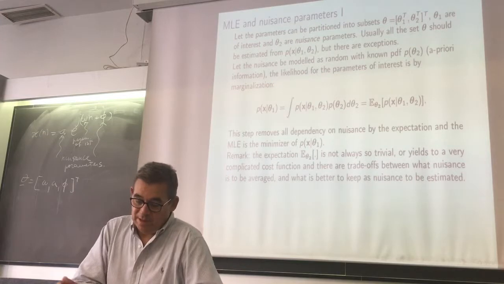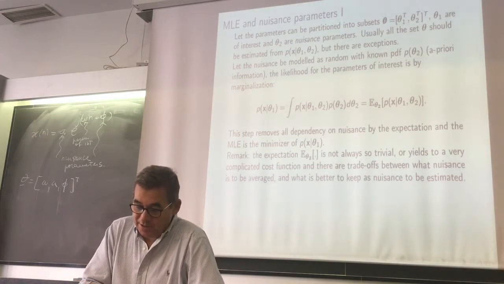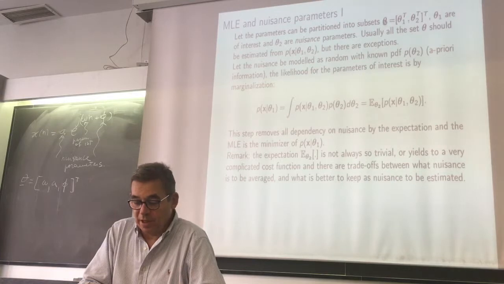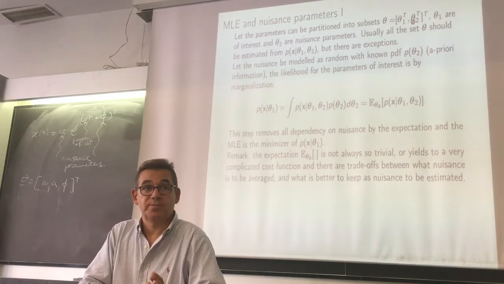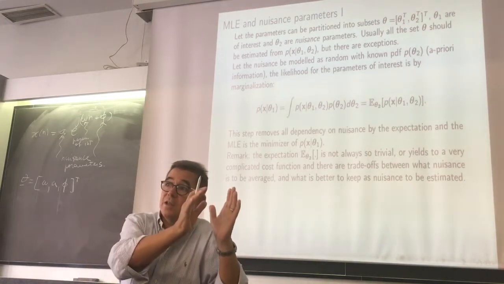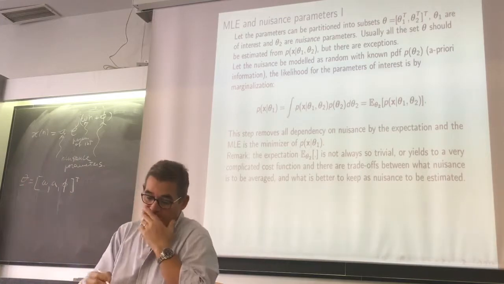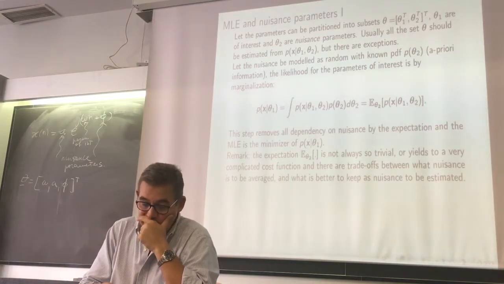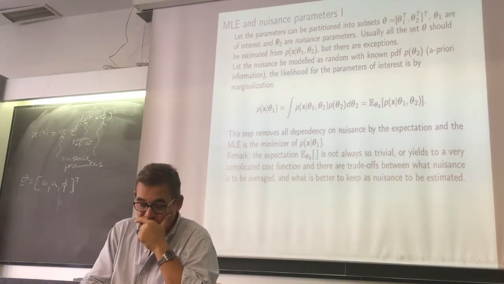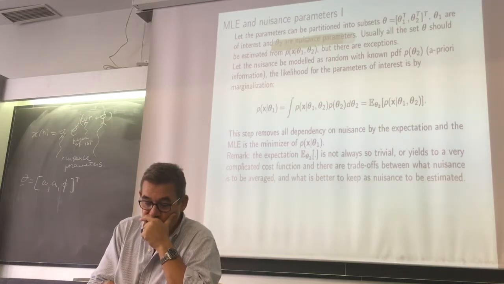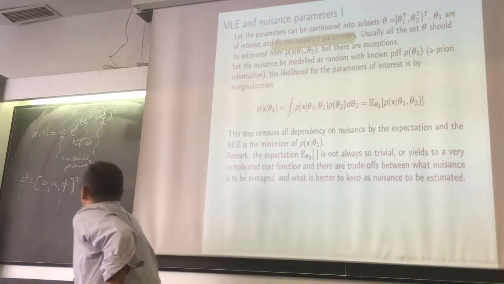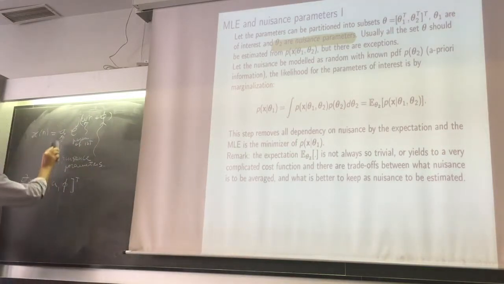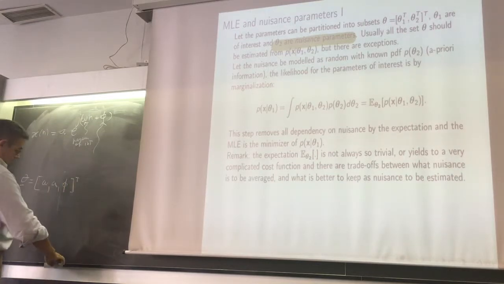Now, what does it mean? Assume that, like in this case, this is the most abstract way. I have a set of parameters. So theta 1 are of interest and theta 2 are nuisance. So I group the parameters into those that are of interest and those that are nuisance. Now, let's assume that I know something about the nuisance parameter. For instance, I know the distribution of the nuisance parameter. Now, let's go here. Let's make it this way. The nuisance parameter is the phase.